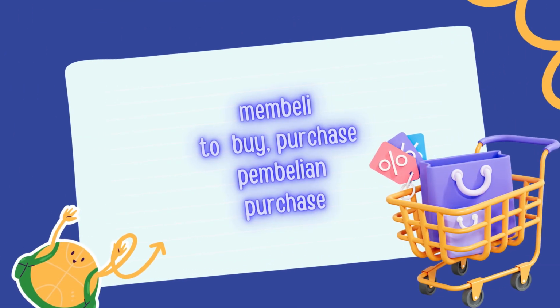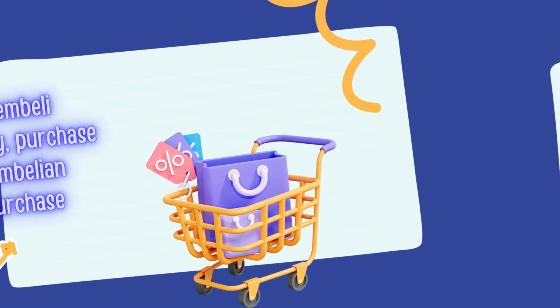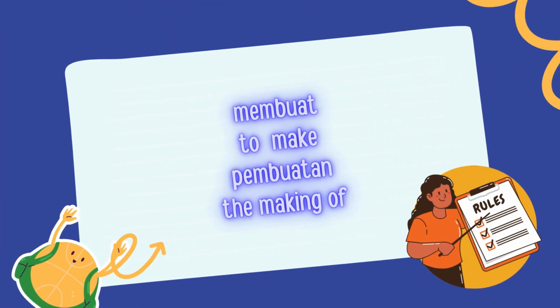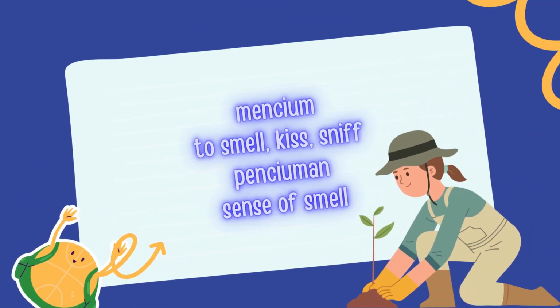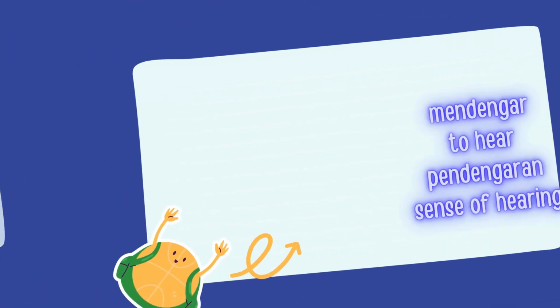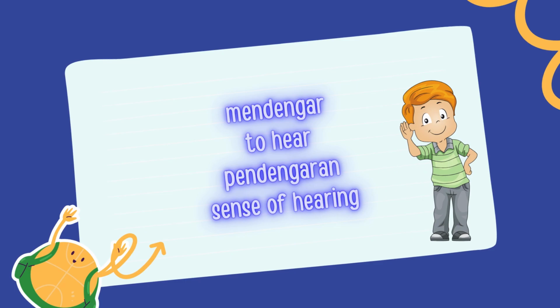Membeli, to buy. Pembelian, purchase. Membuat, to make. Pembuatan, the making of. Menanam, to plant. Penanaman, the planting of. Mencium, to smell, kiss, sniff. Penciuman, sense of smell. Mendengar, to hear. Pendengaran, sense of hearing.